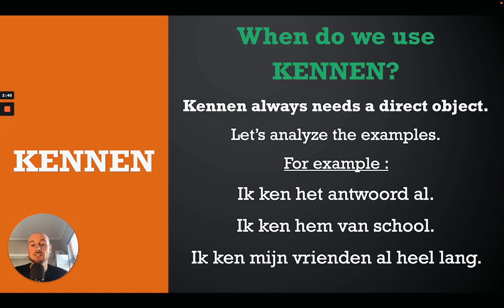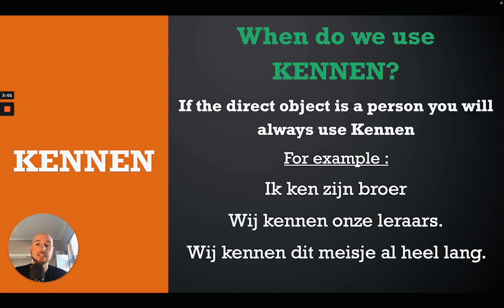Ik ken mijn vrienden al heel lang. I know my friends for a very long time. Who do I know for a very long time? My friends, that is your direct object. So kennen will always have a direct object, right? And then maybe a little hint for kennen. If the direct object is a person, you will always use kennen, alright? Don't even think about weten. If the direct object is a person, then you will always use kennen.